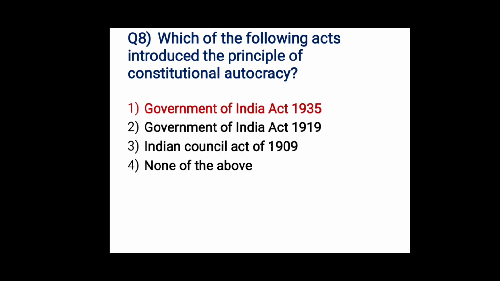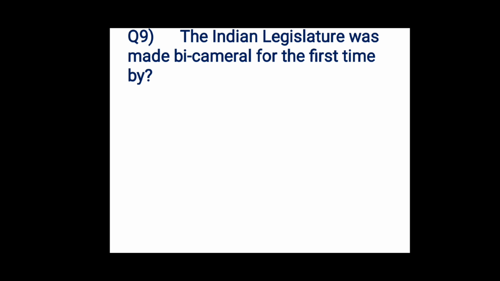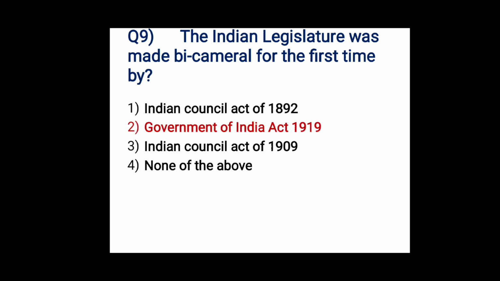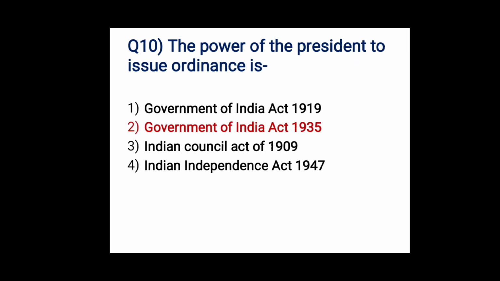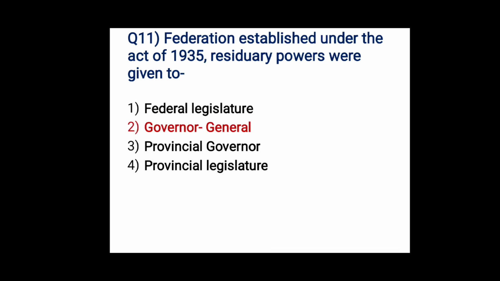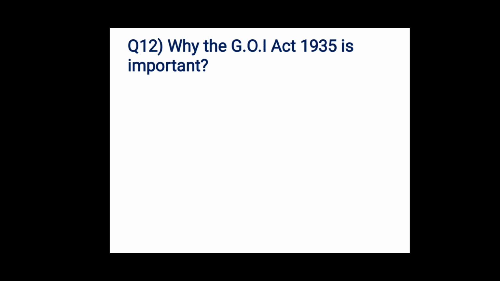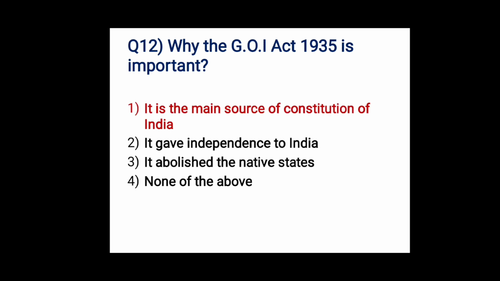Which of the following acts introduced the principle of constitutional autocracy? It is the Government of India Act 1935. The Indian legislature was made bicameral for the first time by the Government of India Act 1919, option number 2. The power of the President to issue ordinances is given by the Government of India Act 1935. In the federation established under the Act of 1935, residuary powers are given to the Governor General. Why is the Government of India Act 1935 important? Because it is the main source of the Constitution of India.